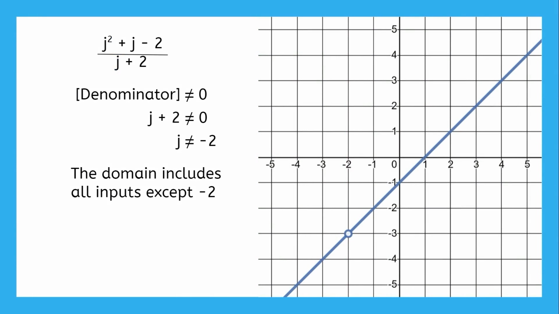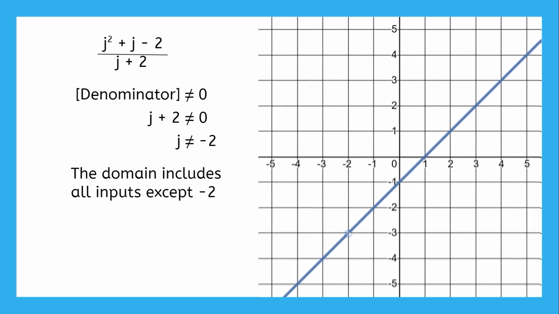It's important to know that most calculators won't show you a hole in a graph. It's too small to actually see on the screen. Instead, what the calculator would show is this. This is why it's important to recognize what causes the domain restriction. Calculators aren't as smart as you.